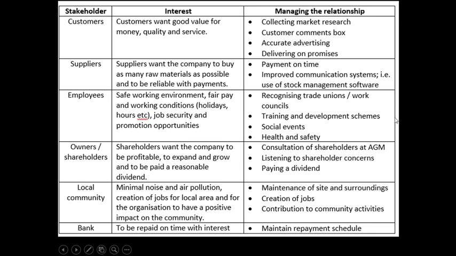Employees, they could recognise trade unions or this concept of a work council, which are quite popular in Europe and are gaining a bit more use in the UK. A work council is basically where you have some members of the workforce who attend the board meetings and represent workers at those. Making sure workers are getting training and development, putting on social events, making sure the workplace is healthy, making sure that the workplace is safe at least, will help maintain relationships with employees.